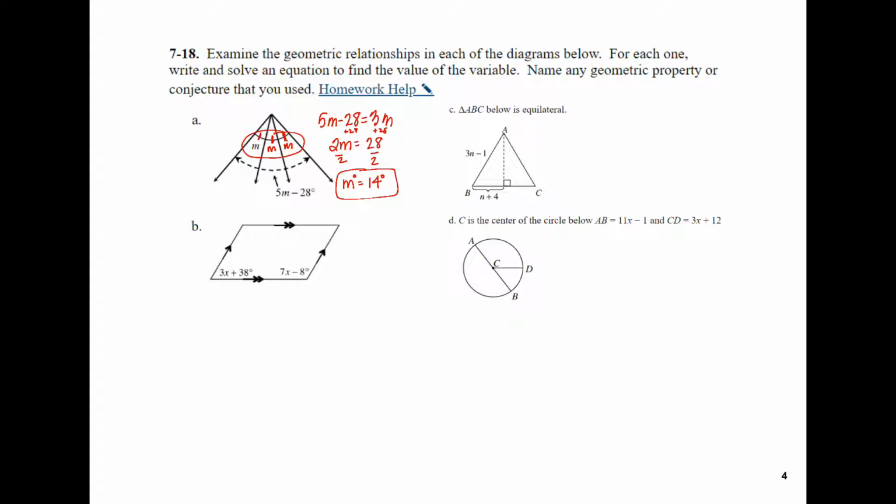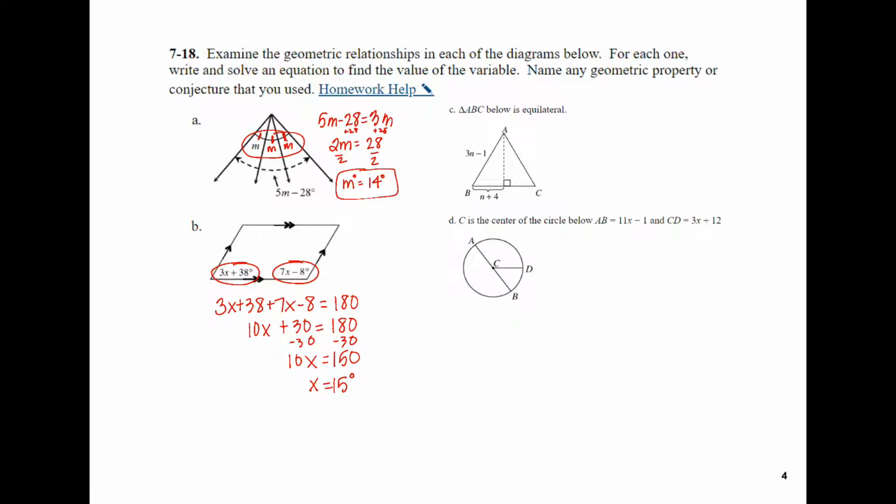Looking at letter B, we know that in this parallelogram, if we take these angles, they are supplementary. So if we have 3x plus 38, add it to 7x minus 8, it should equal 180 degrees. We combined our like terms to get 10x plus 30 equals 180. Use our inverse operations to get 10x is equal to 150. Divide by 10 and we get x is equal to 15 degrees.